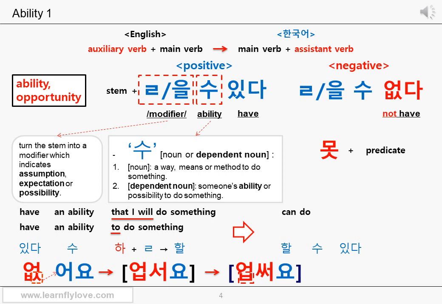Do you remember the negative adverb that you've already learned? The negative adverb 안. You use 안 to say you don't do something. And 못 to say you cannot do something. It's easy, right? So when you can do something, you use 을 수 있어요. And when you cannot do something, you use 을 수 없어요. Or 못 plus verb.